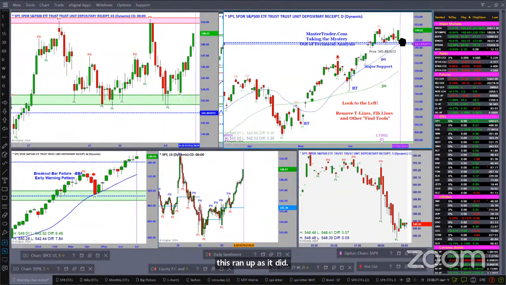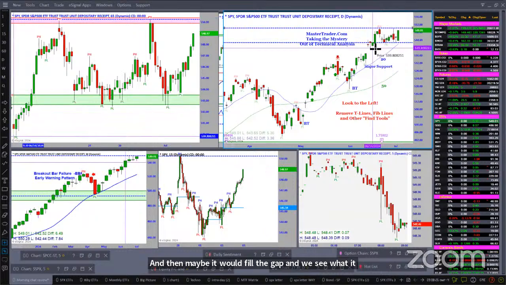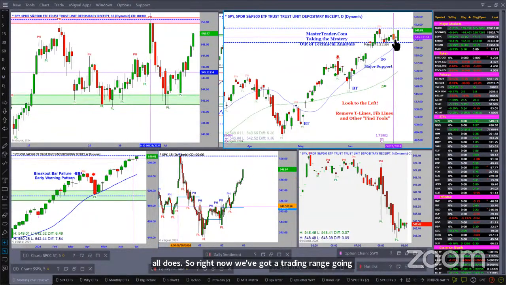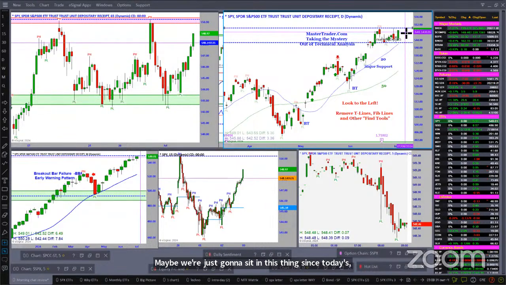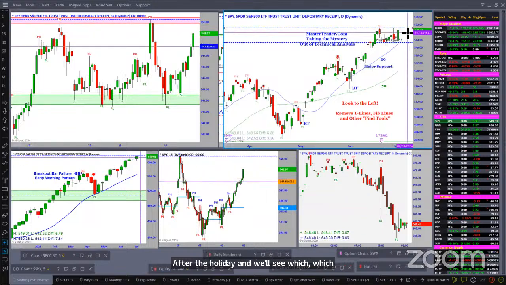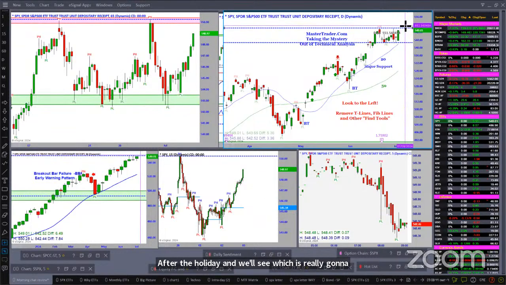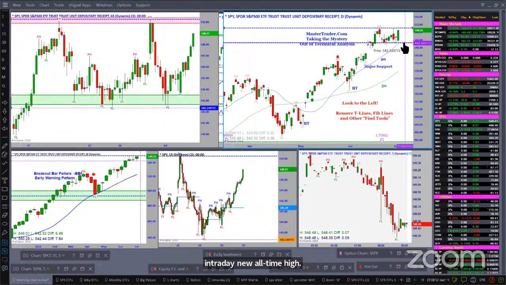So right now we've got a trading range going on, back and forth, and maybe we're just going to sit in this thing since today's a shortened trading day holiday, and we'll come back after the holiday and see which way it's going to go, or the other, new all-time highs. And I wouldn't put it out of the possibilities that it pokes up there to make an intraday new all-time high after that news comes out, and we'll see where it goes from there.